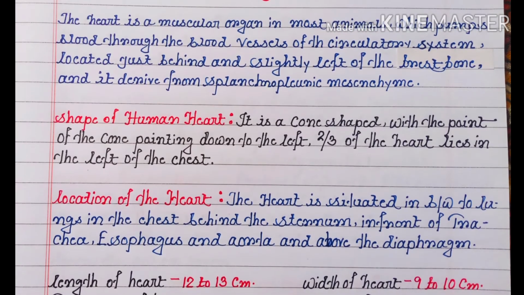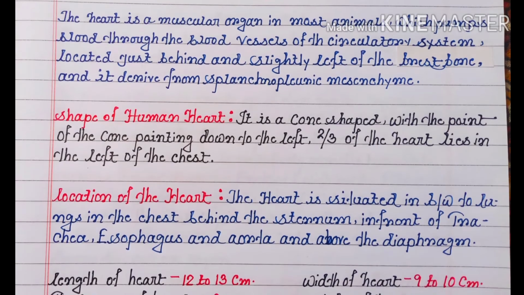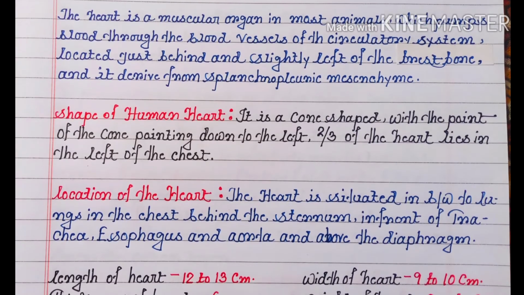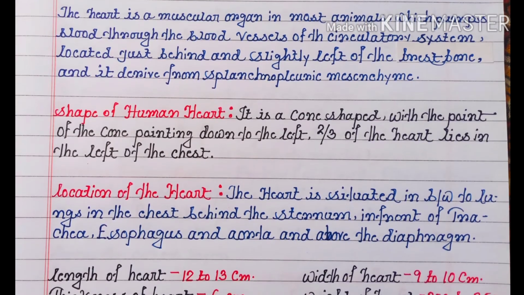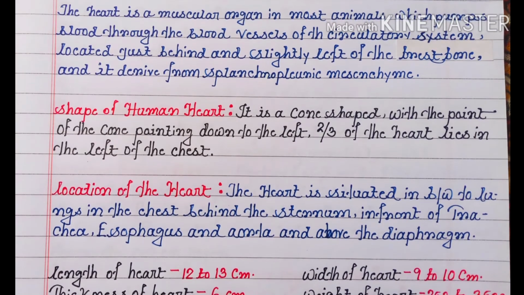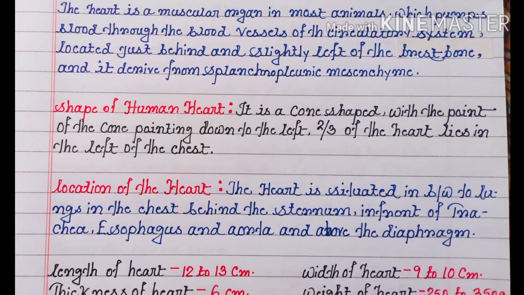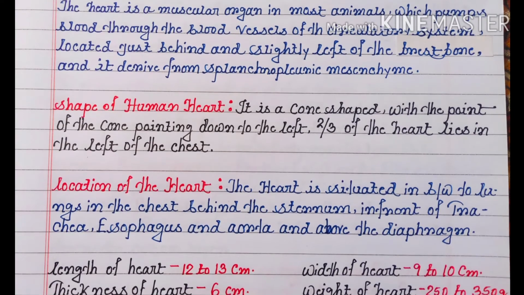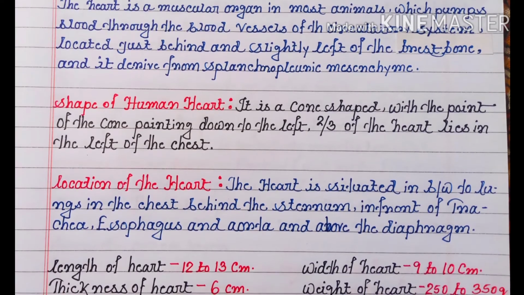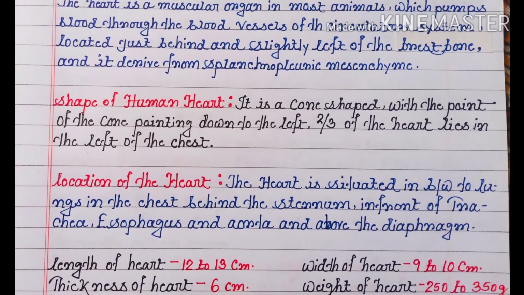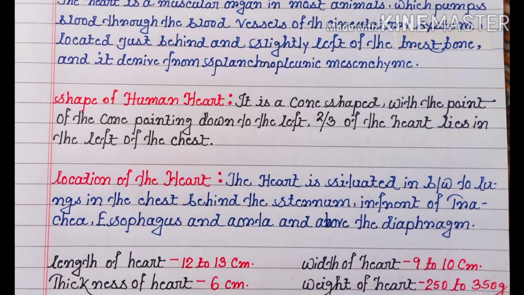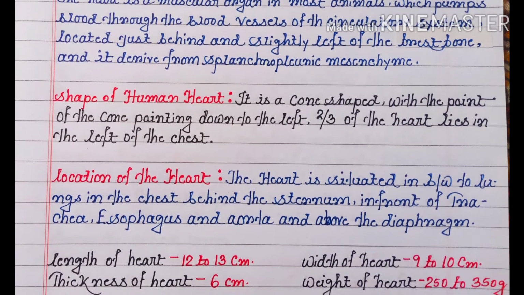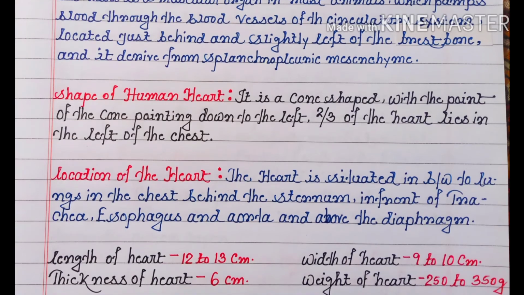Now the length of the heart is 12 to 13 centimeters. The width of the heart is 9 to 10 centimeters, and the thickness of the heart is 6 centimeters, and the weight of the human heart is about 250 to 350 grams.